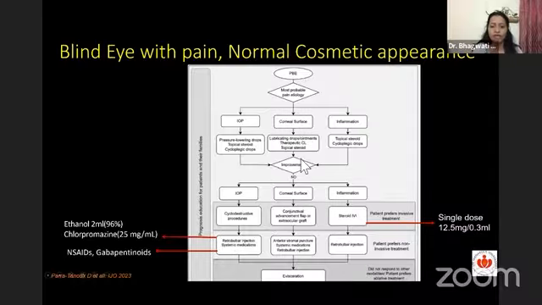If there is no improvement and the patient has high IOP and is willing for intervention, then you can go for cyclodestructive procedures such as cyclophotocoagulation with diode laser. Or if the patient is not willing for a cyclodestructive procedure, then you can give a retrobulbar injection of ethanol, 2 ml of 96%. But a better alternative is chlorpromazine, which has a longer efficacy, around 1 year of painless period, and good efficacy of 80 to 85%. For exacerbations, you can give NSAIDs and gabapentinoids.